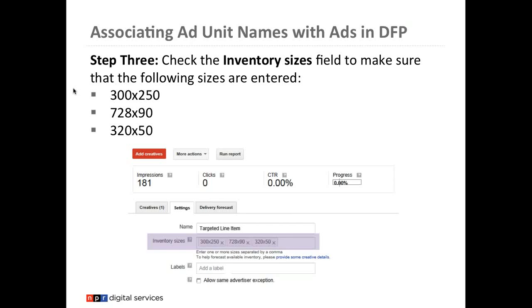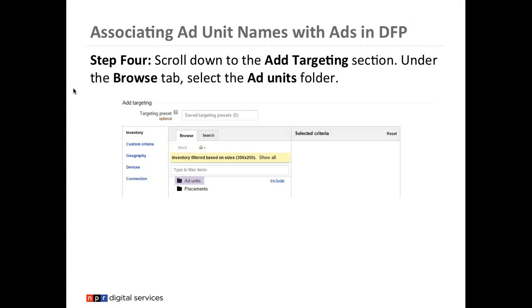Once you get into a specific line item, you're automatically going to end up on the settings page. There are a few things that we need to do on the settings page. You want to make sure that you check the inventory sizes field to make sure that the following sizes are entered. This is going to allow you to use any of the ad placement blocks that we have available in Core Publisher Responsive. The 300 by 250, the 728 by 90, and the 320 by 50.